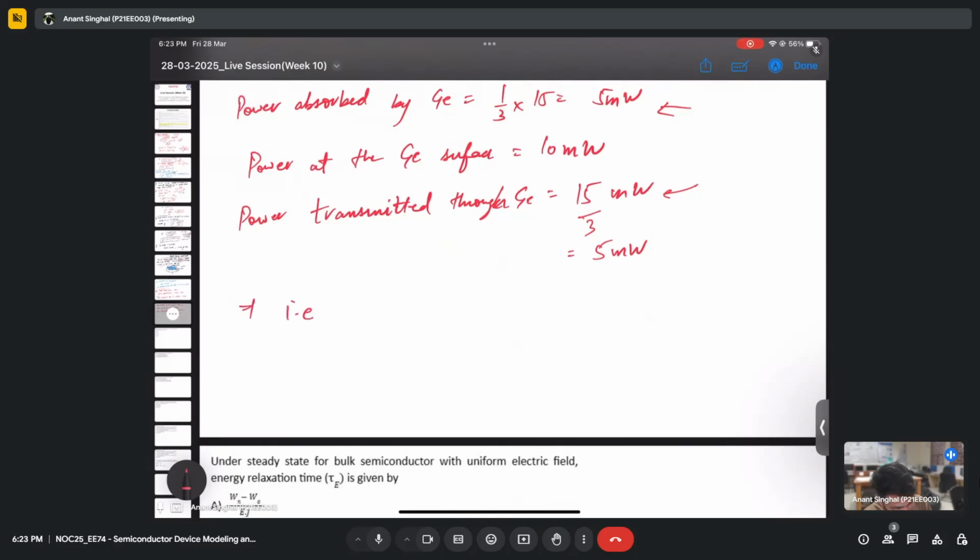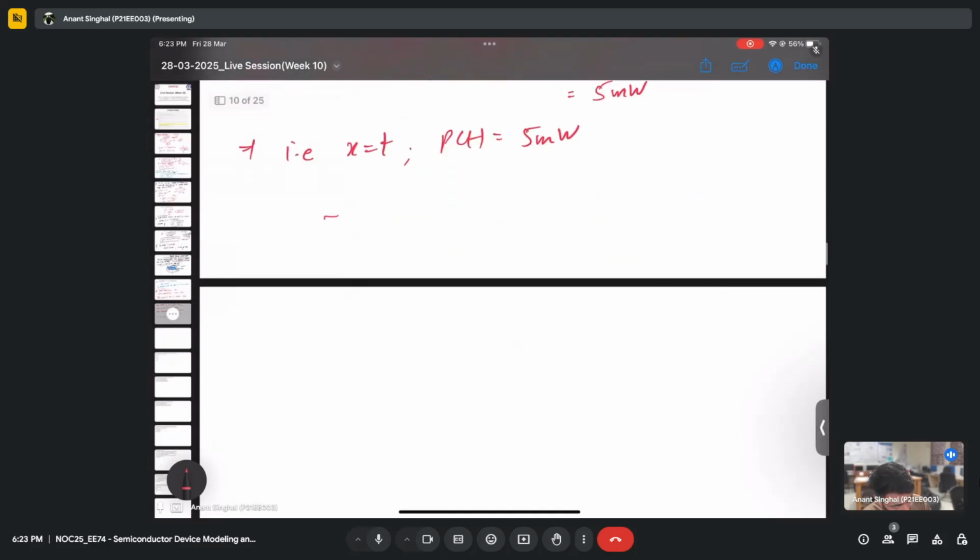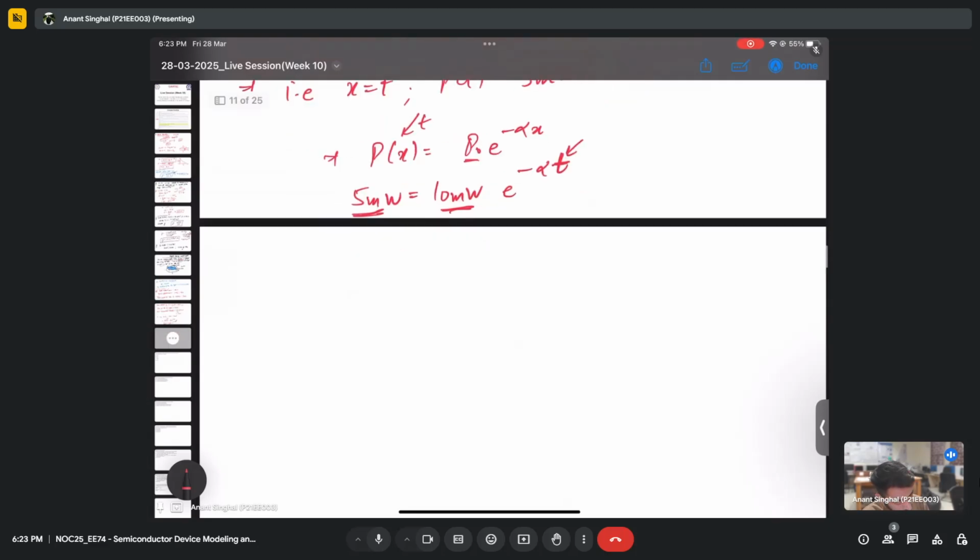So what we can say is that at x equals t, which is the thickness of germanium for now, the power that is transmitted out is 5 milliwatts. And we have just seen a quick relation that the power is nothing but an exponential decay. So at point t, the power is 5 milliwatt, and the initial power was 10 milliwatt times exponential of minus alpha t. Since 5 are already reflected back, 10 milliwatt is what remains on the surface.